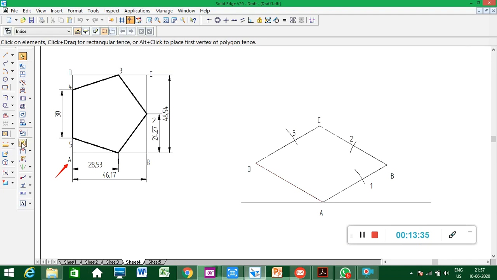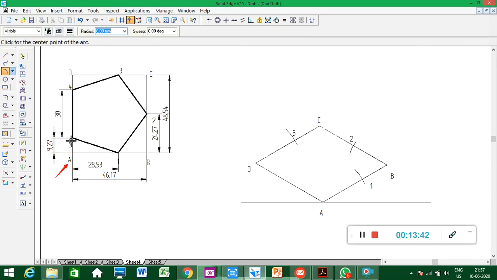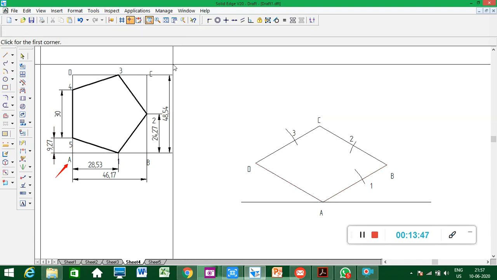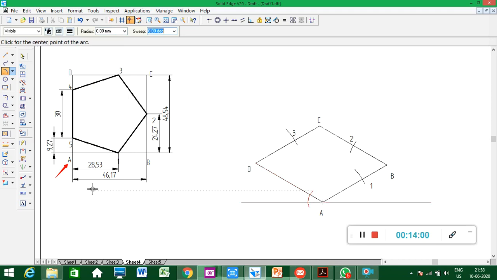So one way I can do it is to measure this dimension by compass, 9.27, from A. How much here? Sorry, 9.27. So I'll draw the arc. Okay, this becomes your fifth point. Then from here I'll draw the line at the intersection of these two. I draw a thick line.